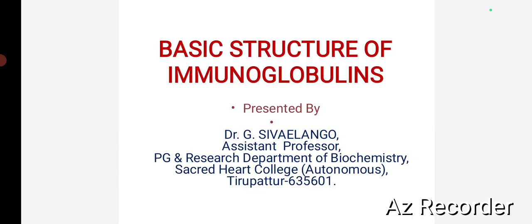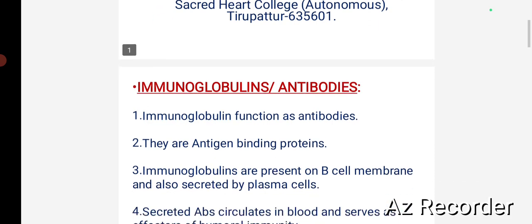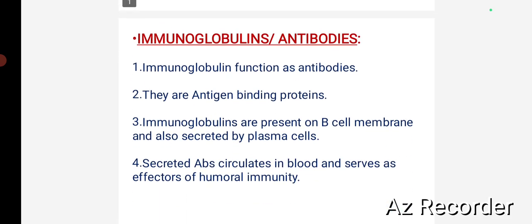Today we can discuss the basic structure of immunoglobulins. Immunoglobulins, otherwise called antibodies. The immunoglobulin's main function is to act as an antibody. They are antigen binding proteins. Antigen binding protein means, when any infectious condition or any pathogen enters your body, it binds to it.